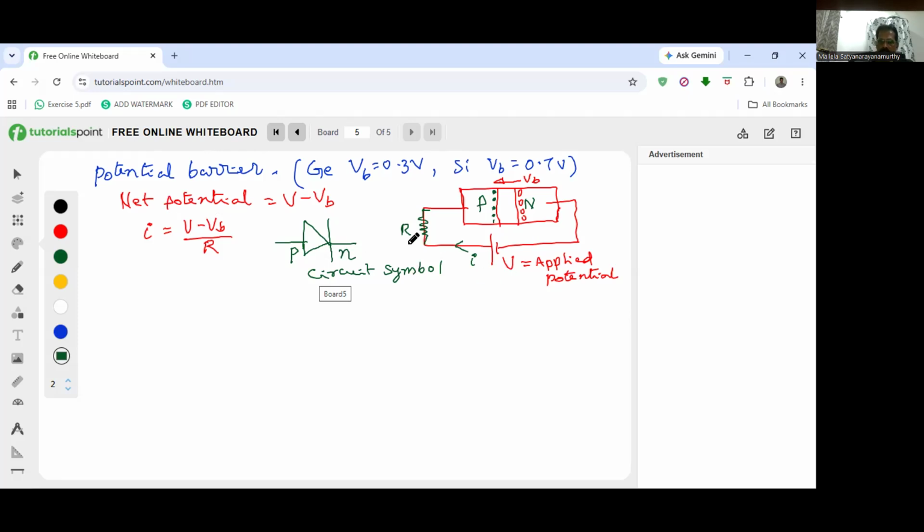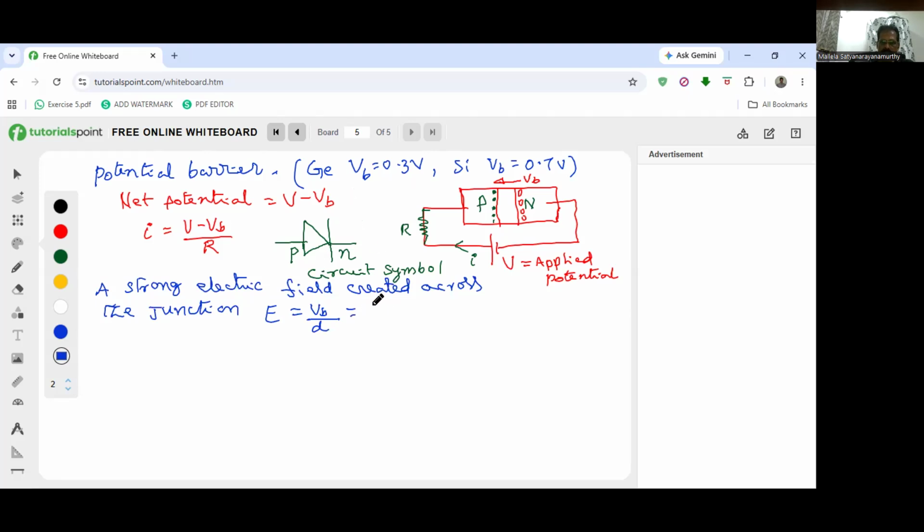So a very important concept that I taught now is the potential barrier and depletion layer. Because of these two, a strong electric field is created across the junction. Very important, across the junction, due to the depletion layer and potential barrier. So that strong electric field is nothing but the potential barrier made by the depletion layer.